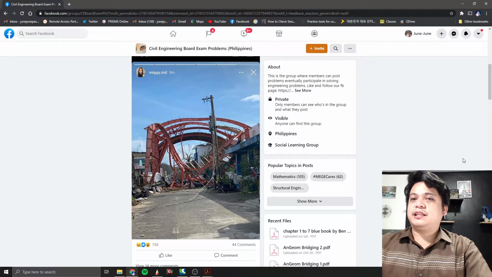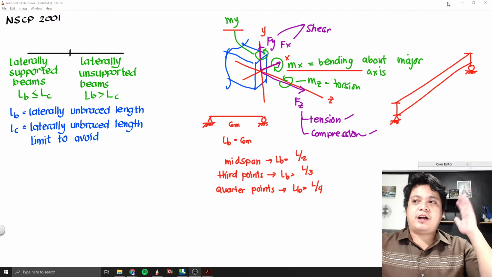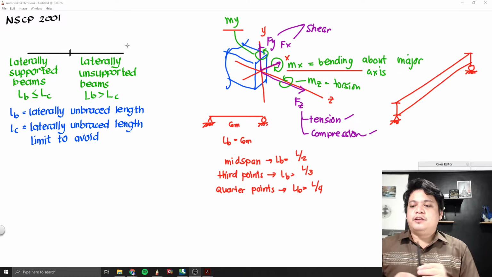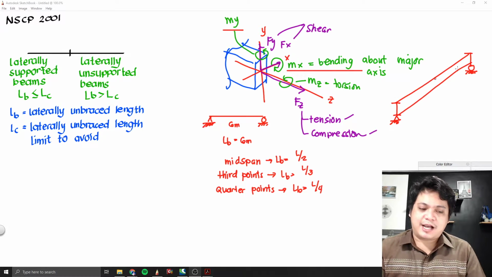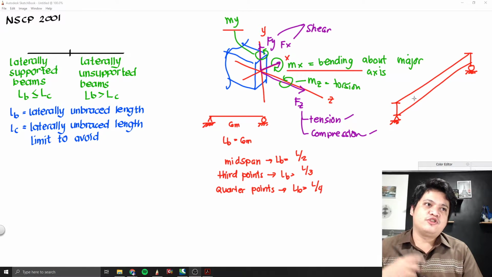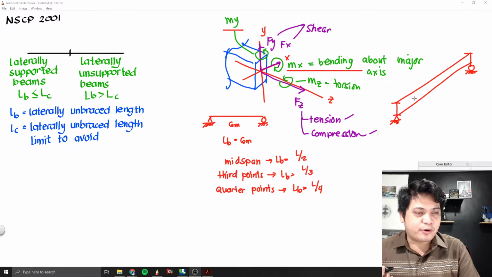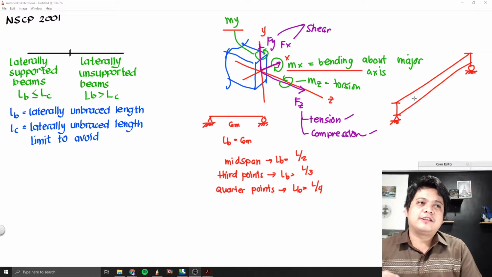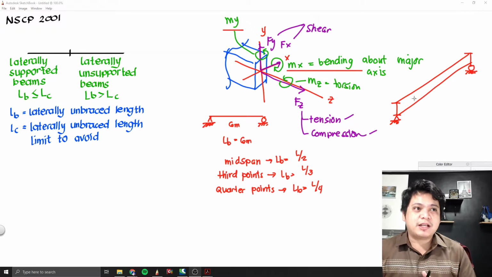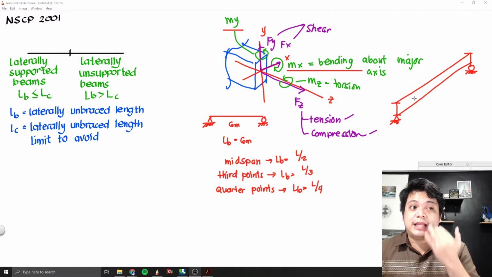That is an example of what you call a lateral support failure. So when you have a slab on top, you may consider that as your lateral support. Otherwise, they are called laterally unsupported beams, although the studs still have some consideration, but that is the definition.